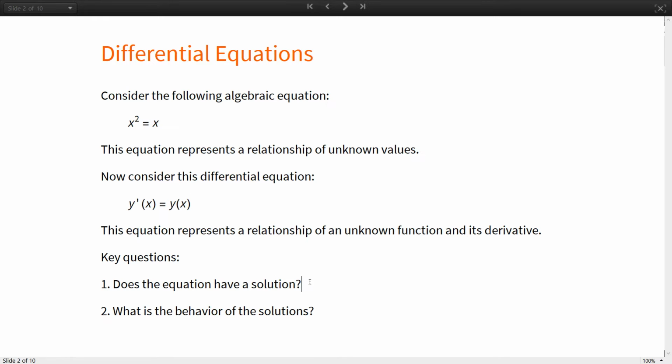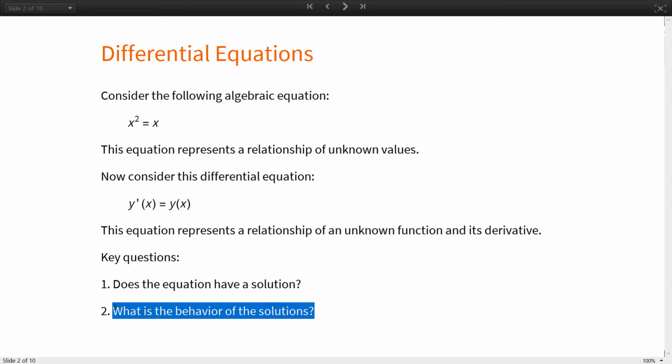There are some key questions to consider when encountering such equations. In particular, does the equation have a solution? Not all equations have a solution, so recognizing this right away can be very beneficial. Secondly, if the differential equation does have a solution, what is the behavior of the solution? We will investigate methods throughout this course to solve differential equations in order to answer questions such as these.